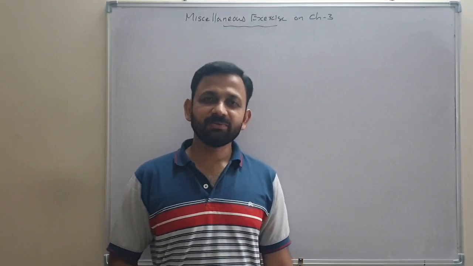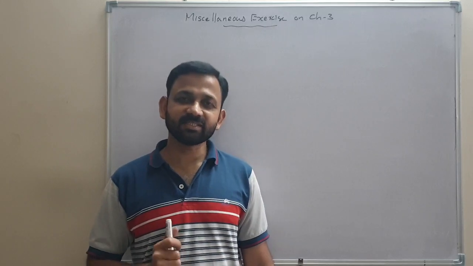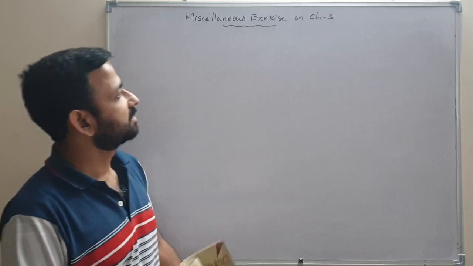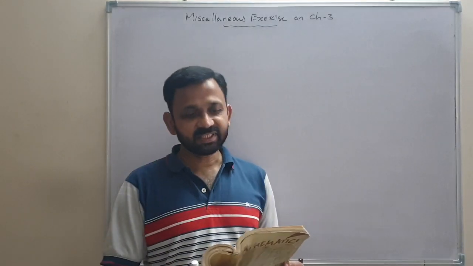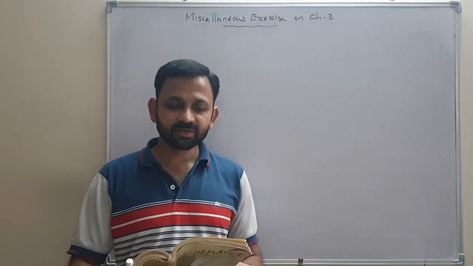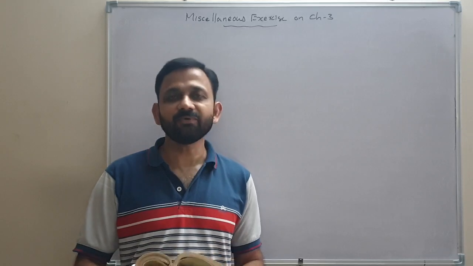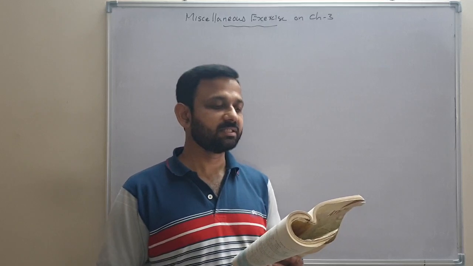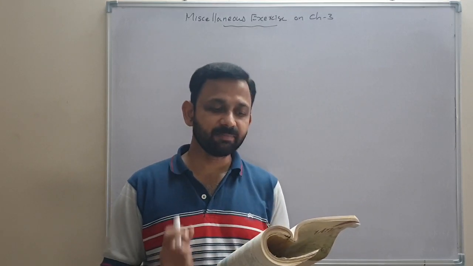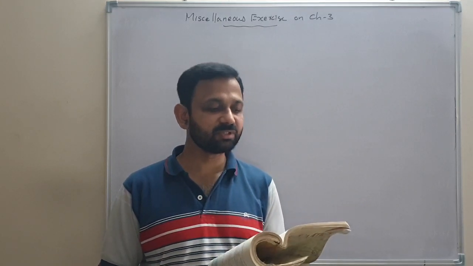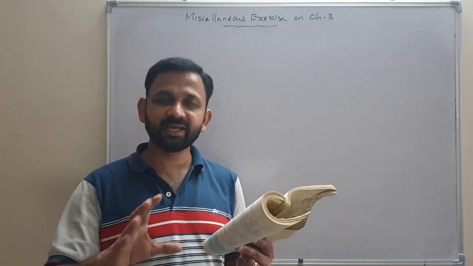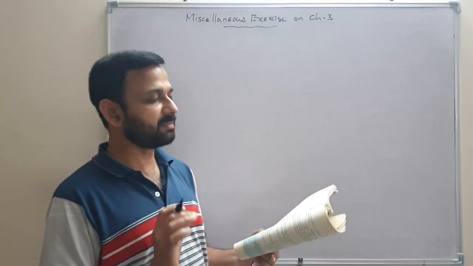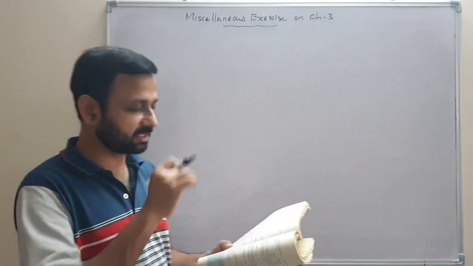Today we are going to do some questions from miscellaneous exercise of chapter 3 matrices. Here in the miscellaneous exercise we are going to do question number 4. If A and B are symmetric matrices, prove that AB minus BA is a skew symmetric matrix. If A and B are symmetric matrices, then we need to prove AB minus BA is a skew symmetric matrix.